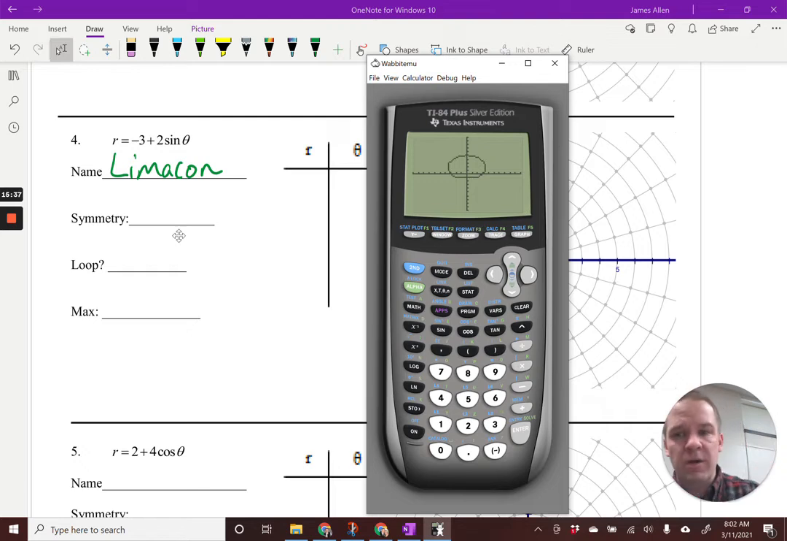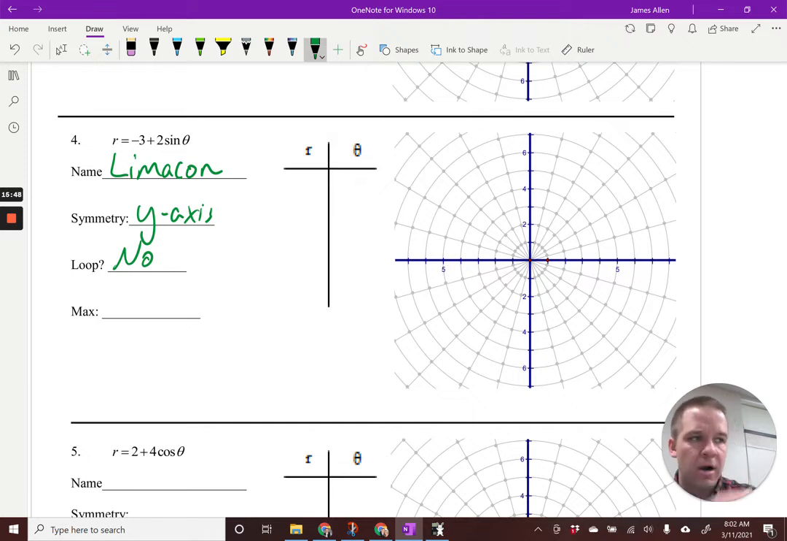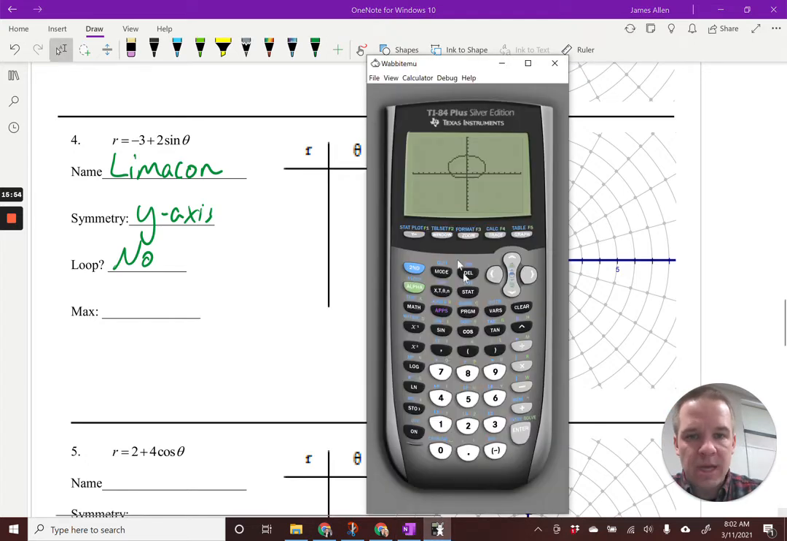So now, first off, we could say symmetry would be y-axis, right? We knew that just by the fact that it was sine theta. Loop, no loop, right? And then we'll deal with our max there in a sec. We jot that down. We don't have to necessarily. So if I pop this up, get ourselves a table of values.